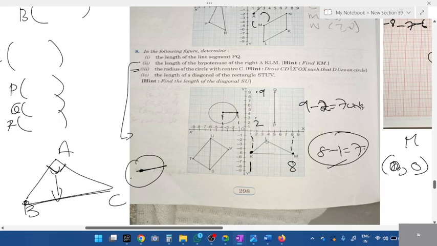What is the value here? -4 to -1. What's the difference between -4 and -1? How many boxes are there? From center to circumference, how many boxes, students? There are 3 boxes, right? So 3 units. The answer is 3 units. Radius is 3 units.